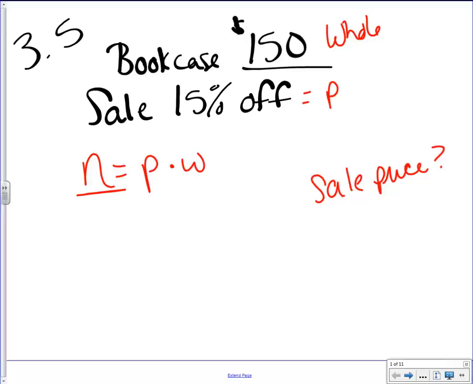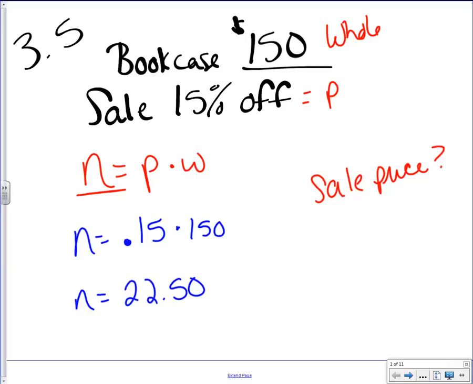So we're going to plug these numbers in and solve this. We should have n equal to 0.15, because that's 15% as a decimal, times $150. When I solve this, it gives me my part, my n. So I have 0.15 times 150, which came out in my calculator as 22.5, but remember this is money.